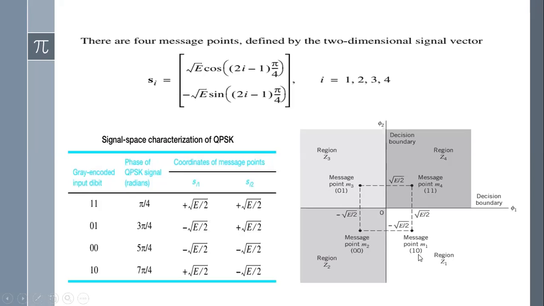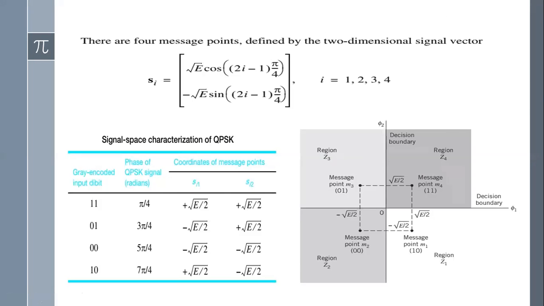After transmission, in the receiving part, if any point appears in this zone, it will automatically be considered as 11. If anything appears in this zone, it will be considered as 01. If anything appears in this zone, it will be decided as 00. And if anything appears in this zone, it will be considered as 10. Clear? Any doubt? Okay, so I hope this portion is clear.